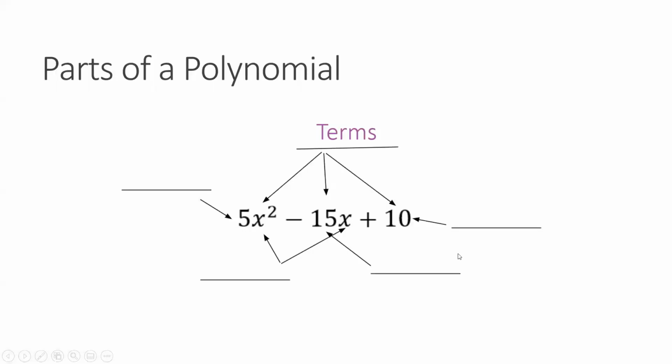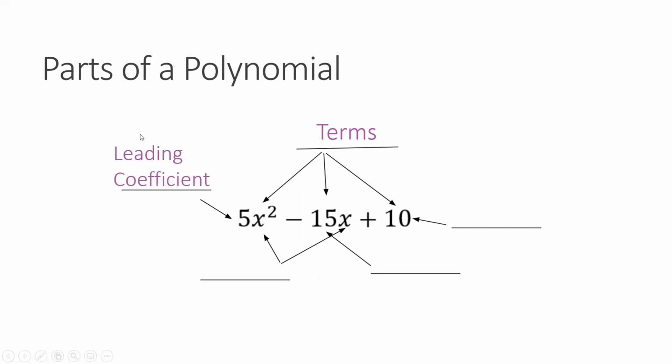All right, so we're going to label the parts of a polynomial. So the first thing I have labeled here is the terms. So we have 5x squared is one term, negative 15x is another term, and positive 10 is the third term. So when I'm talking about the term, I'm talking about the whole piece.